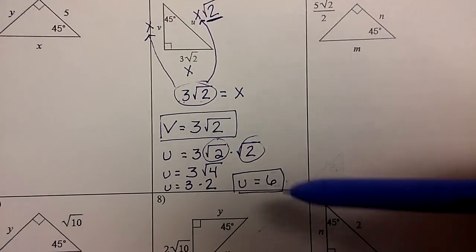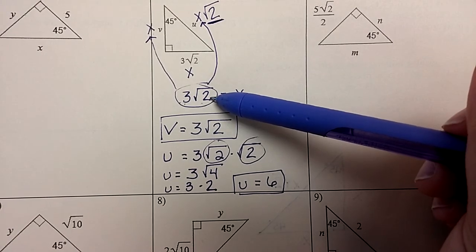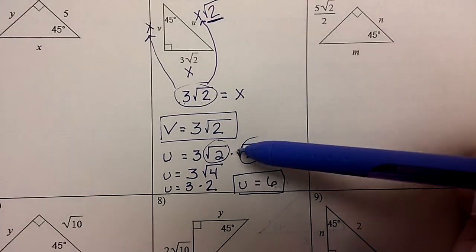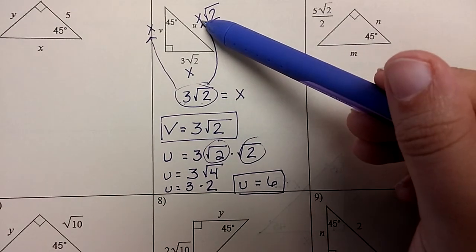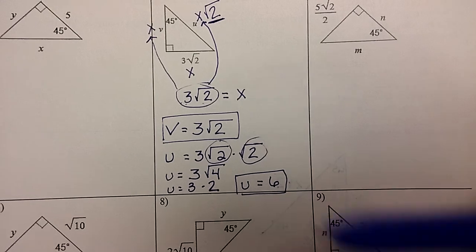So this one was a little different because X had a coefficient and a radical. And we could actually simplify. When we plugged in this number in for X here, we could simplify our answer by combining our radicals.